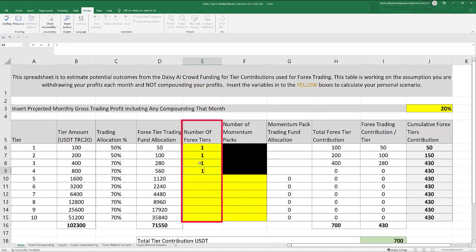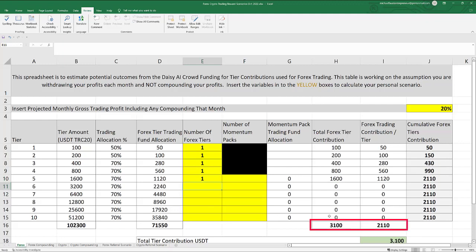If you went all the way to tier 5, where you've got 3,100 in total contributions, with 2,110 in the trading pool, you're now eligible to get a momentum pack, this promo that's running in June through to October and beyond, when the Forex trading fund reaches 50 million in contributions. So you can get a momentum pack.